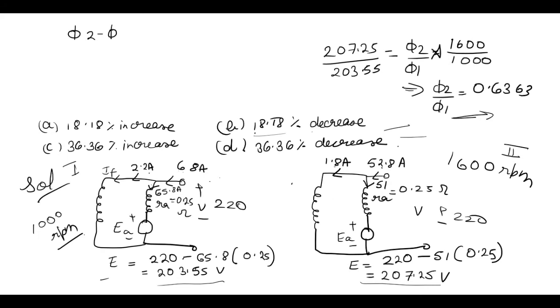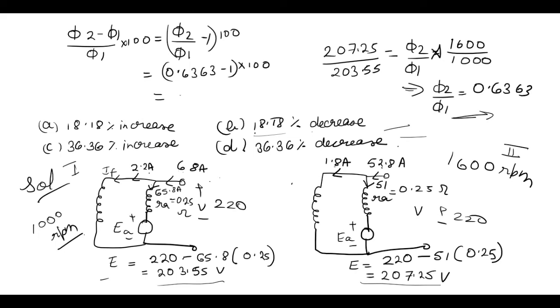But we want the percentage value, so we want phi2 minus phi1 upon phi1 into 100. This will be phi2 upon phi1 minus 1, into 100, and therefore we place all the values. So this is equal to minus 36.36%. Minus indicates the decrease in the flux. So option D is correct.